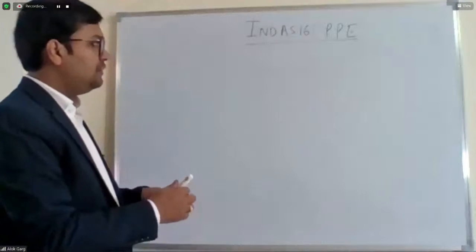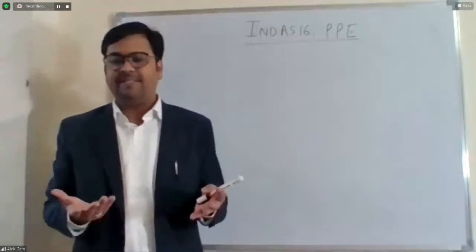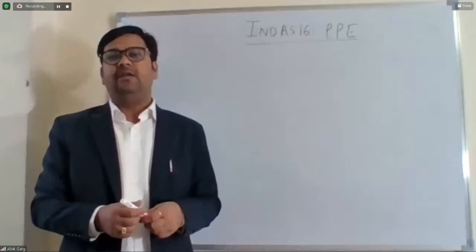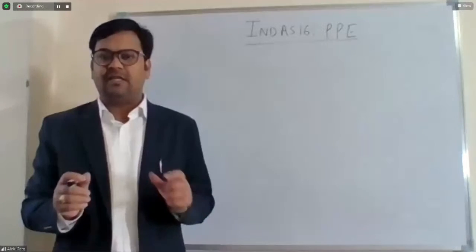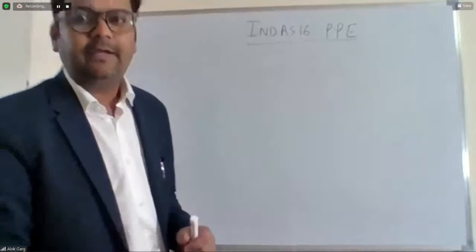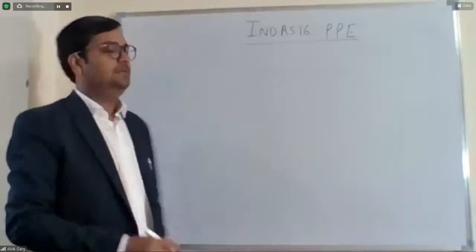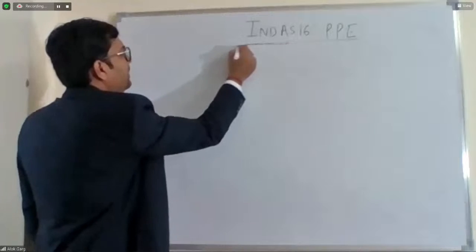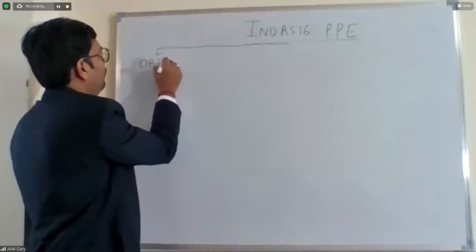Okay. So friends, first of all, every standard starts with the objective. For example, if I ask you why you are attending this class, you will say, sir, we want to clear the CA final examination. That is why we are attending this class. It means you have an objective. So that is why every standard starts with the objective. So first we'll see what is the objective of this standard.